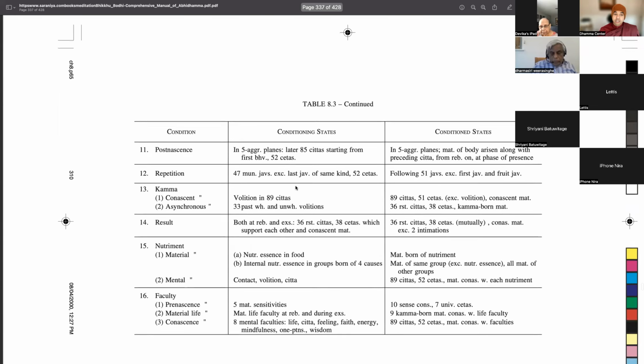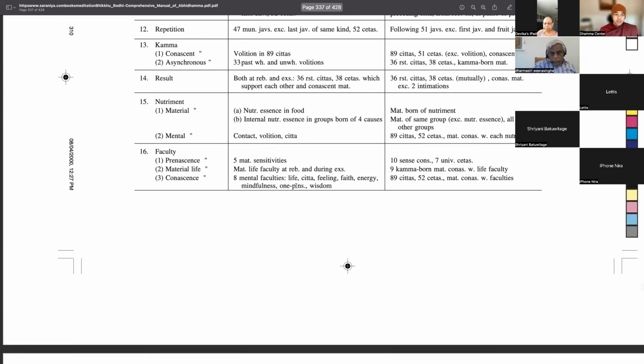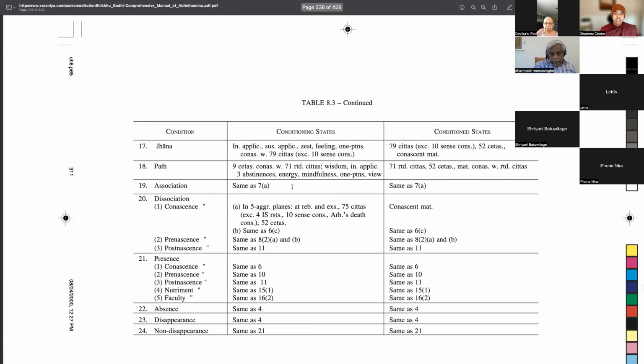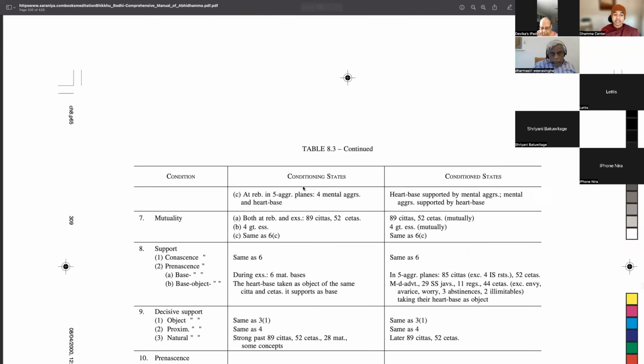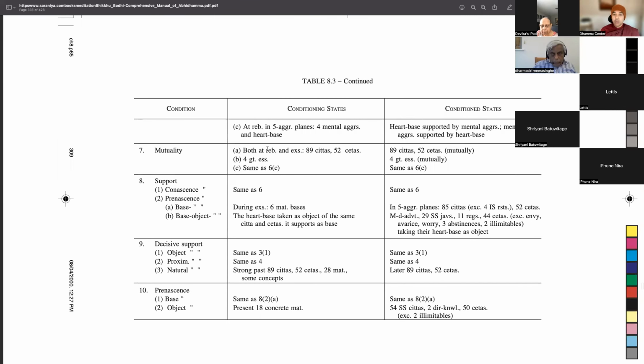In association condition, where is that? In association condition, same as 7a. Even in 7a, even if we take mutuality condition, we know that in no position do all the 89 chittas and 52 chetasikas arise. I hope that is clear to everyone. Everyone knows that, right?